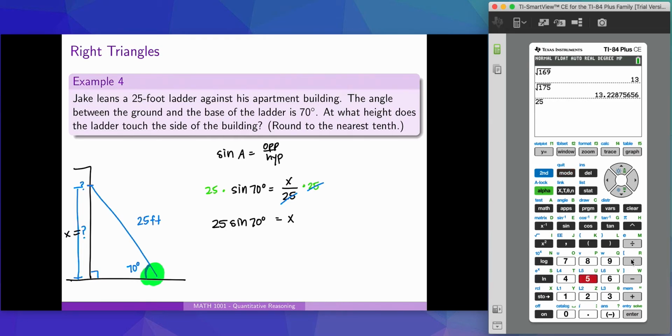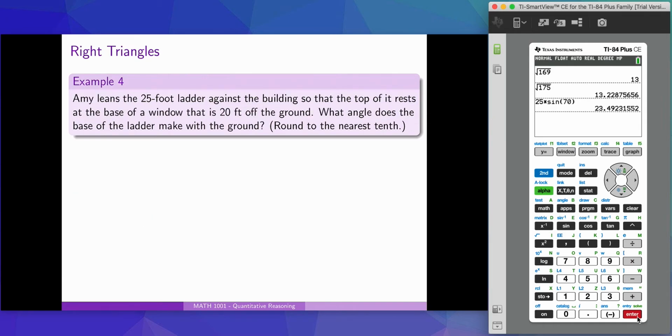And so I'll do 25 times the sine of 70 degrees. My sine button is right here, sine 70. And I'll close my parentheses, and it knows it's degrees because I changed it to degree mode. And I get 23.49. It says round to the nearest tenth, so I'll say 23.5. And my answer is in feet because I'm dealing with feet. This distance is what I'm dealing with, and since this was in feet, and I used that in my formula, this will be in feet as well. So that ladder hits 23.5 feet up the building.